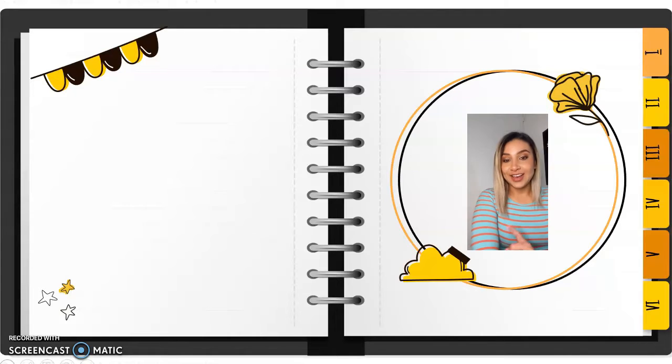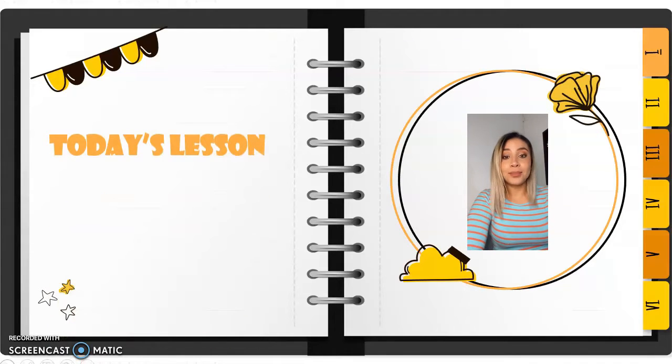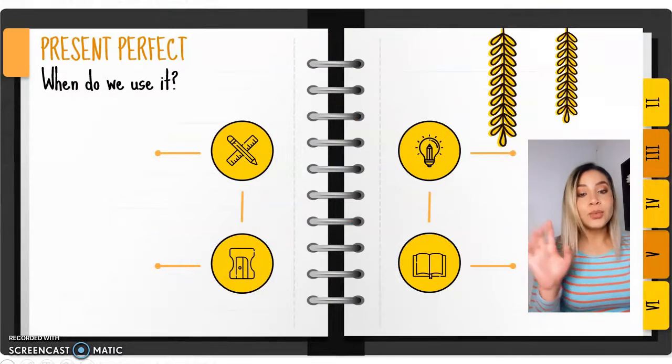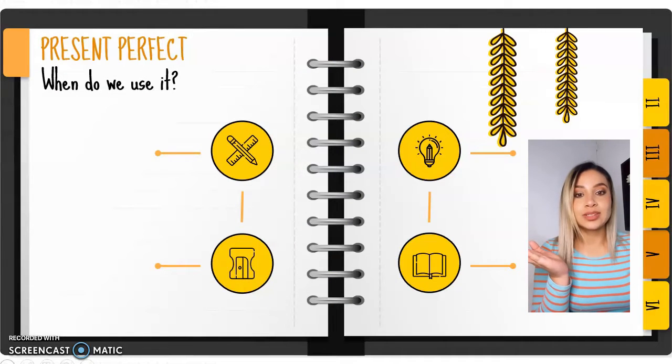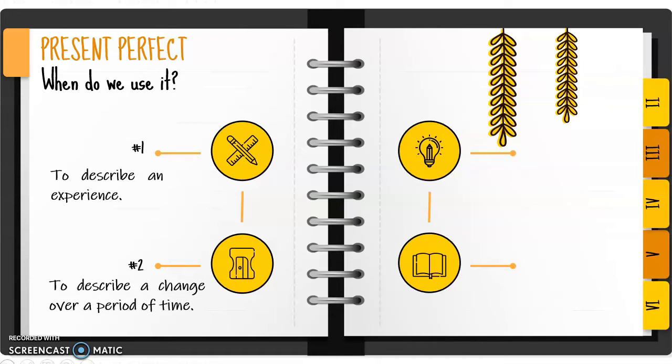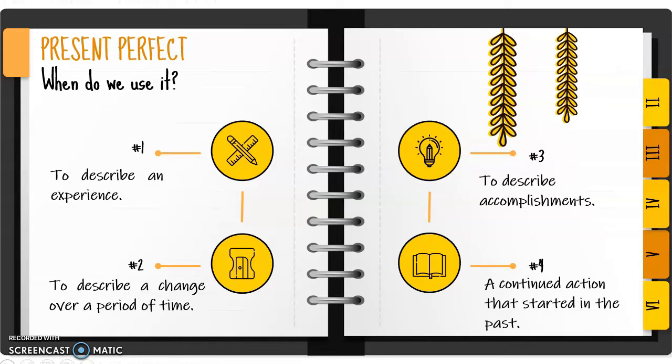So today's lesson is going to be about present perfect for intermediate high school. So if you're ready to learn about this grammatical tense, let's get started. First, we need to know when do we use this present perfect. 1. To describe an experience. 2. To describe a change over a period of time. 3. To describe accomplishments. 4. A continued action that started in the past.